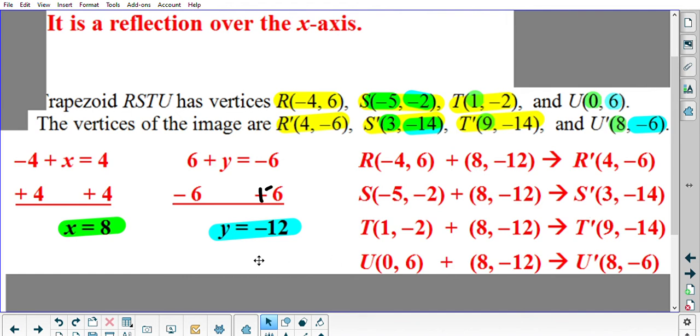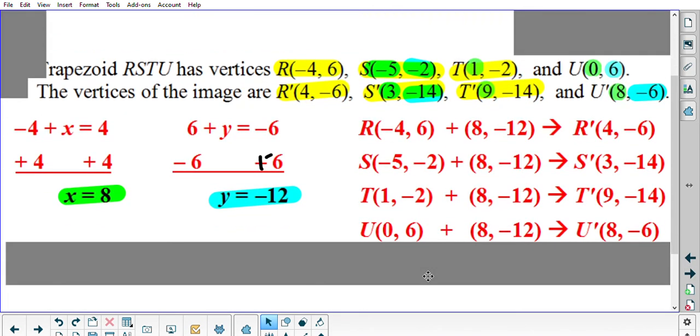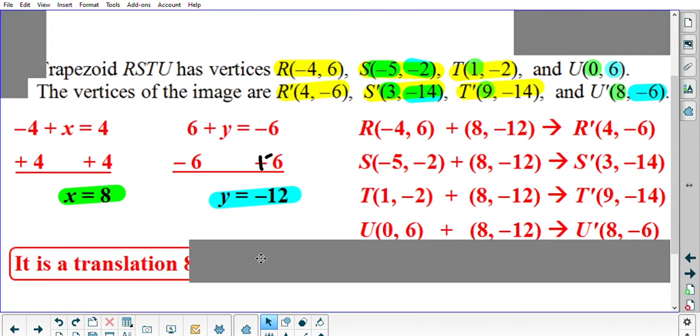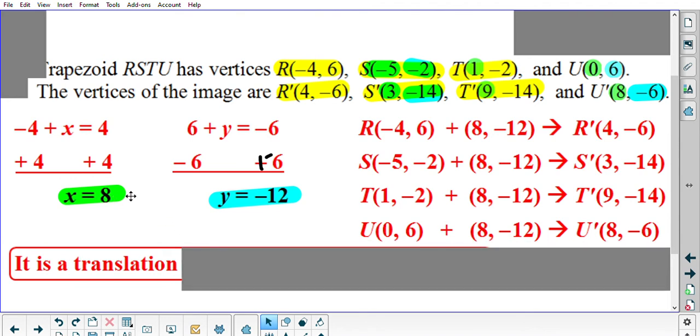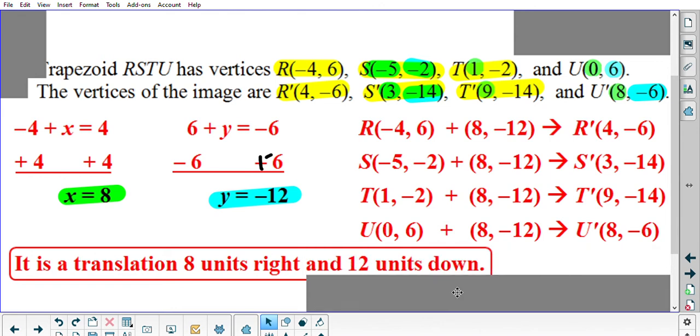Now, the directions said, don't forget the directions, describe the transformation. So, write me a sentence real quick. This is a translation. Since the x is +8, that is 8 units to the right, because an x that's positive goes to the right. And the y would be -12, so that means 12 units down. And there you go. That is the description for the translation for this problem.